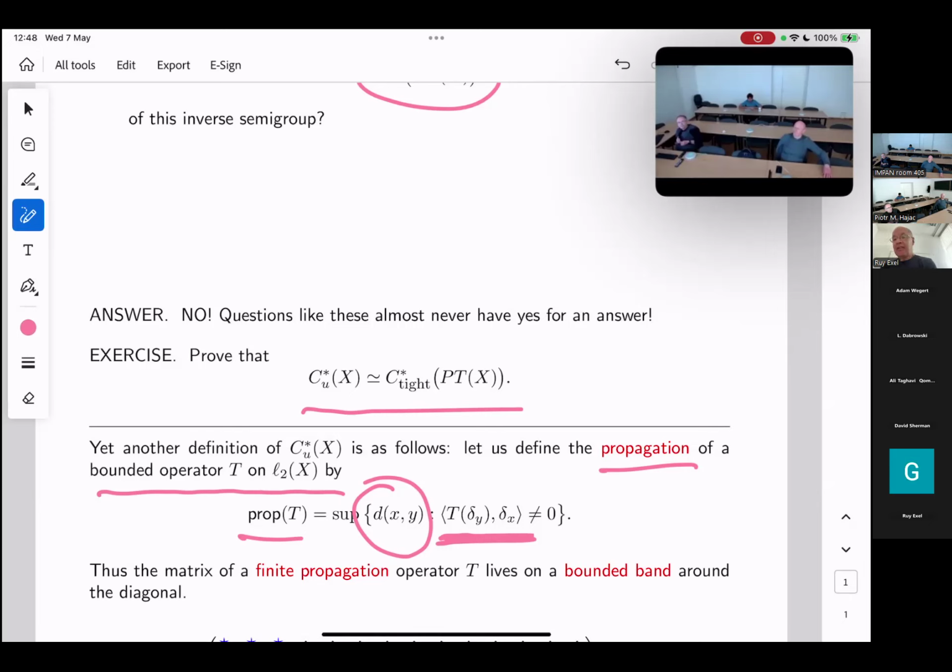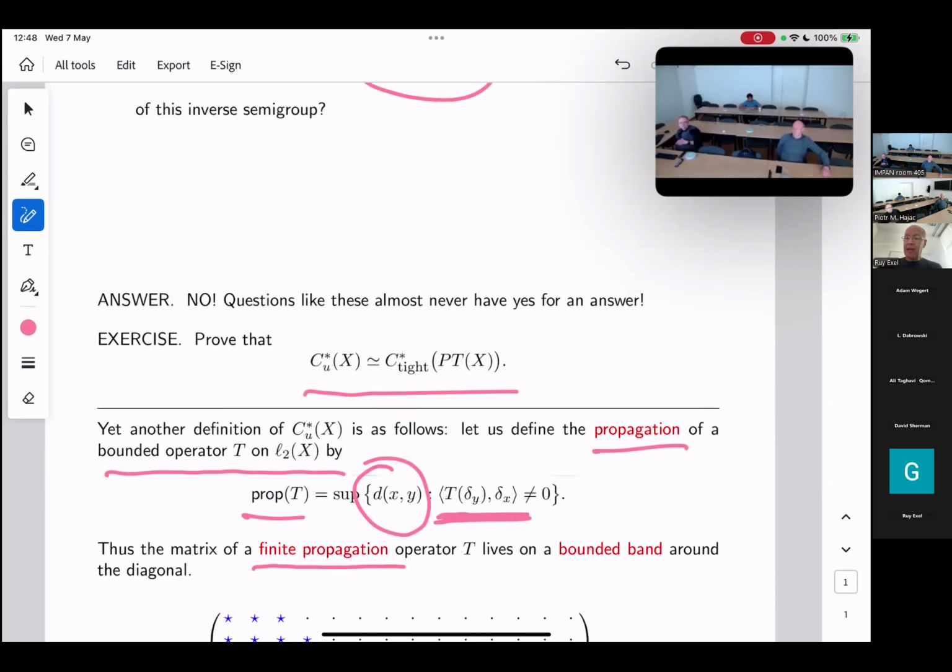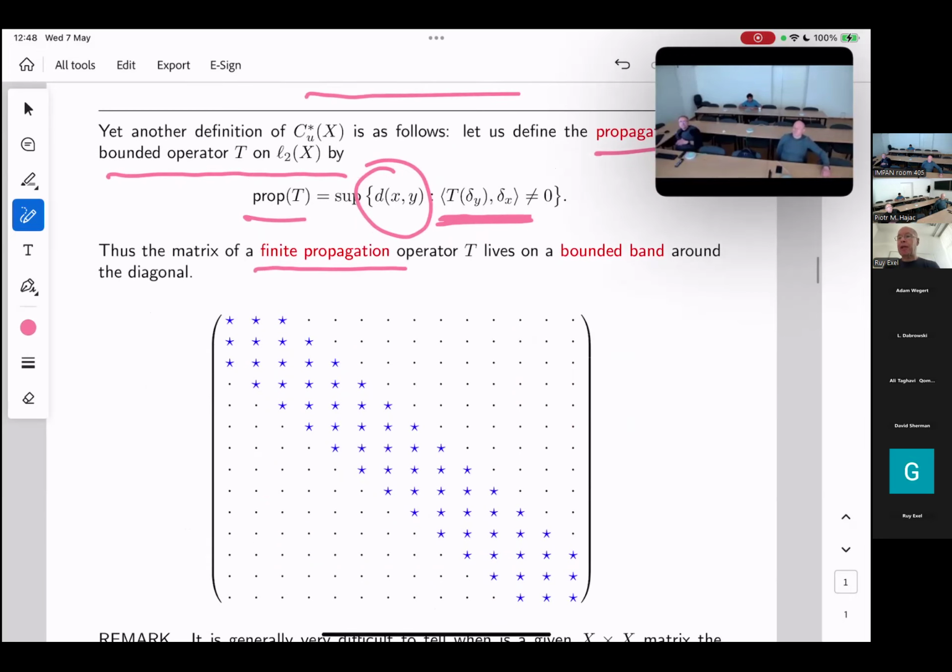So if this supremum is finite, I will be interested in this operator, and I'm going to call this an operator of finite propagation, right? So the idea is that a finite propagation operator has a matrix that lives on a bounded band around the diagonal of our matrix, right? So this is the definition of a finite propagation.